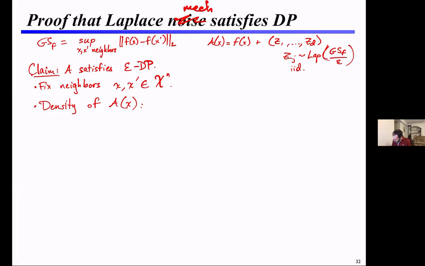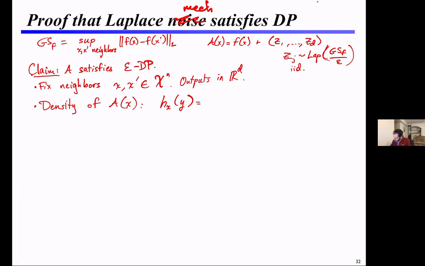So let's write down the probability density of a run on input x. We'll call that h sub x, on input some vector y in R to the d. The algorithm produces outputs in R to the d. So the density, because we're adding noise independently to each entry, is really a product of the different densities of the individual components.